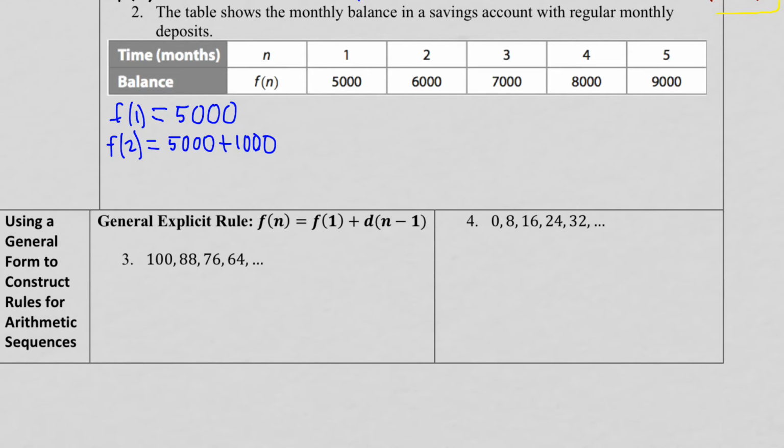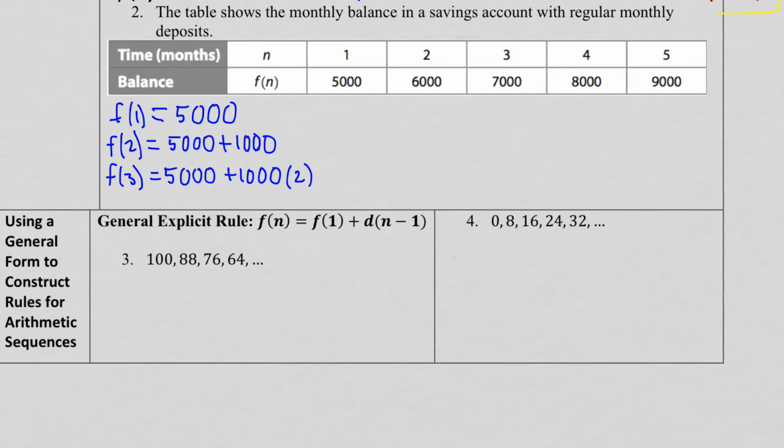F of 3. That's 5,000 plus 1,000 plus another 1,000, right? Because F of 3 is 7,000. So it's 5,000 plus 1,000 plus another 1,000. But I don't want to keep adding 1,000. I'm just going to say since there's two of them, it's 1,000 times 2.